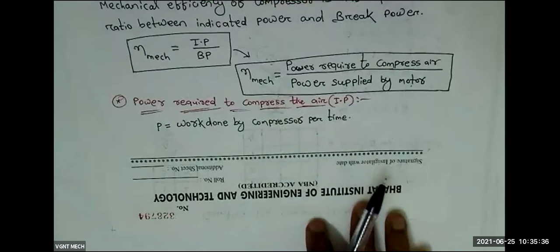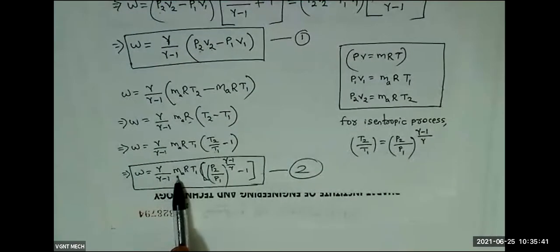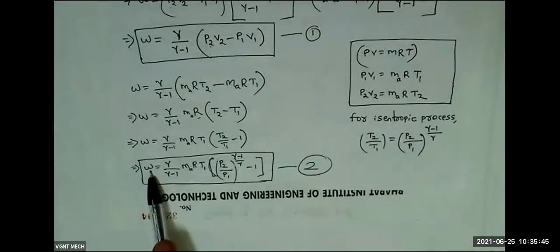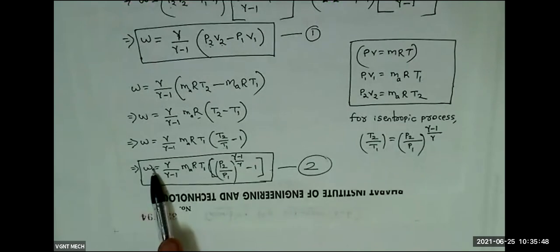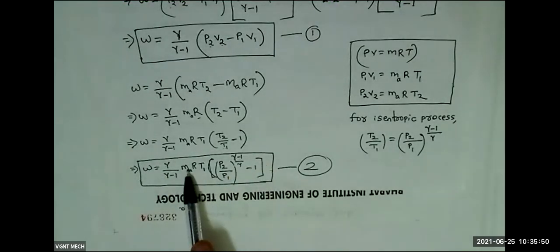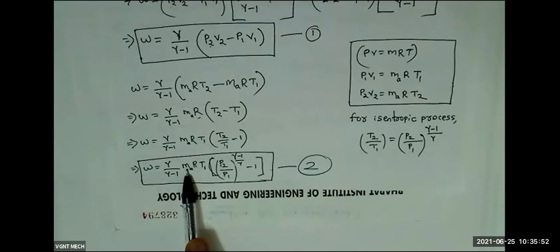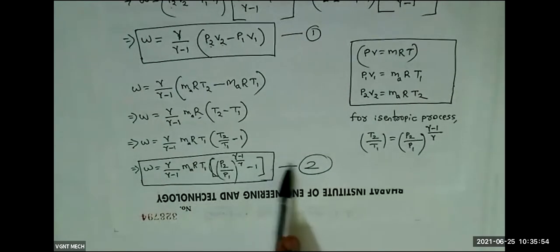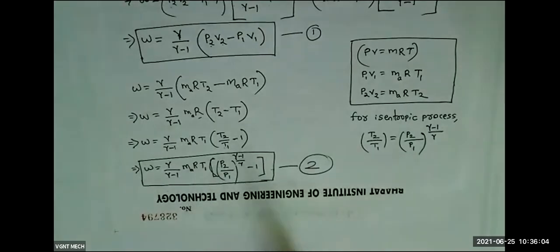Okay, and how do we calculate this power in the question? If the mass is given in kg per second, then we directly get this work done in watts. Normally the unit of work done is joules. If the mass is given in kg per second, it becomes joules per second, and joules per second is watt, which is nothing but power. Sometimes the mass is given only in kg. Suppose the mass flow rate of air is given as 1.5 kg.